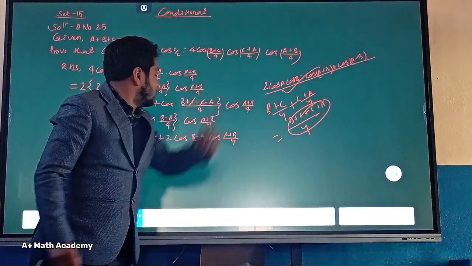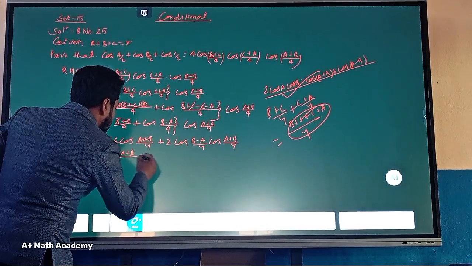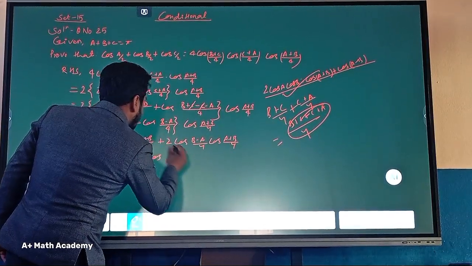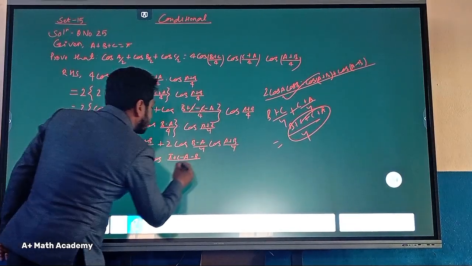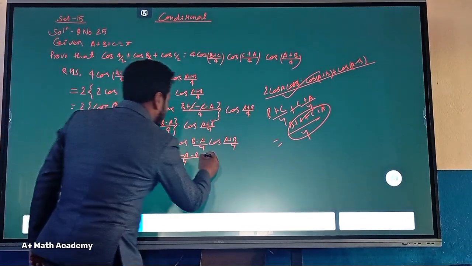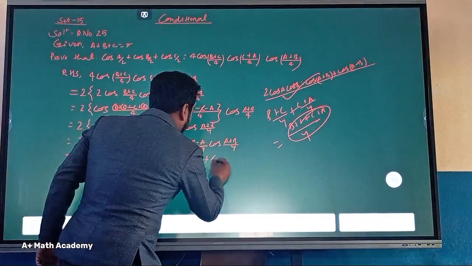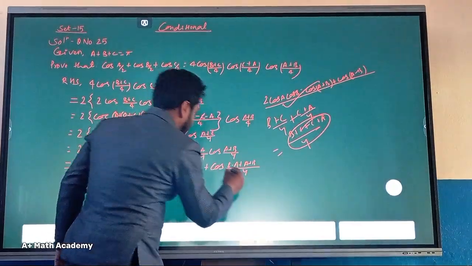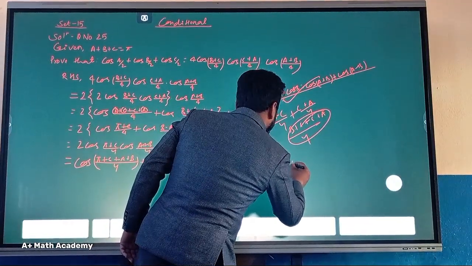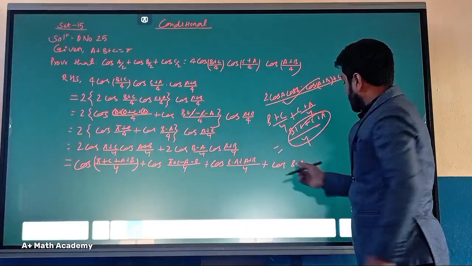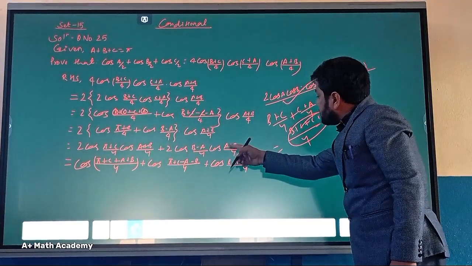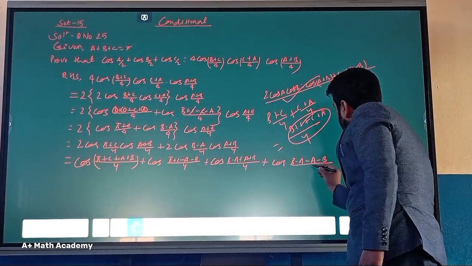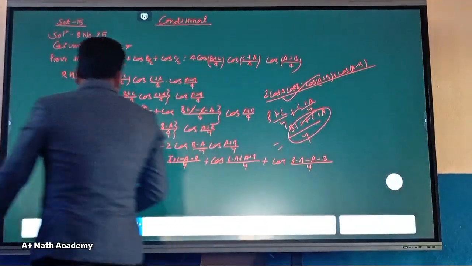How it comes I have already told you. Cos of the sum plus cos of the difference: cos (pi plus C plus A plus B) by 4 plus cos (pi plus C minus A minus B) by 4. Plus the other 2 cos A cos B gives cos (B minus A plus A plus B) by 4 plus cos (B minus A minus A minus B) by 4. Minus B minus A minus... the difference is minus 2A by 4, so both change the sign. Okay, there are 4 terms now.